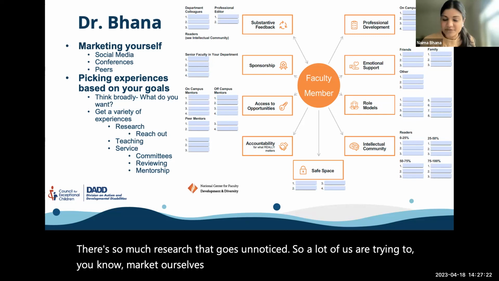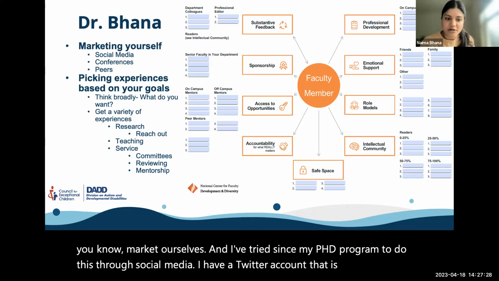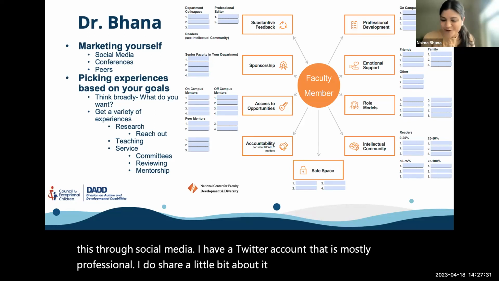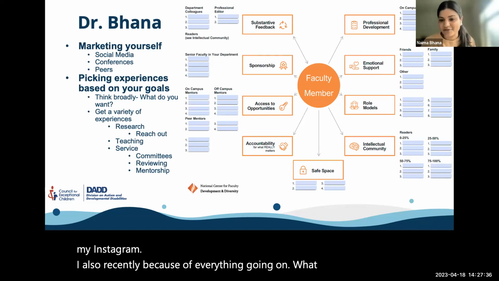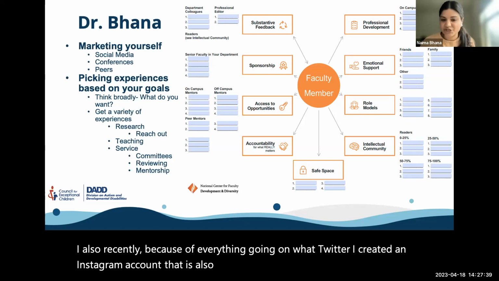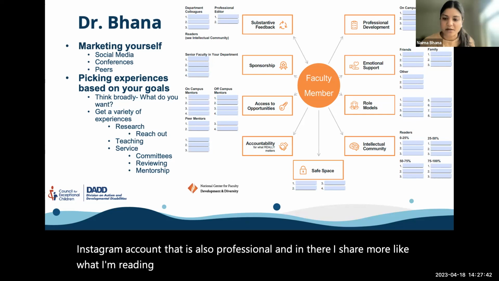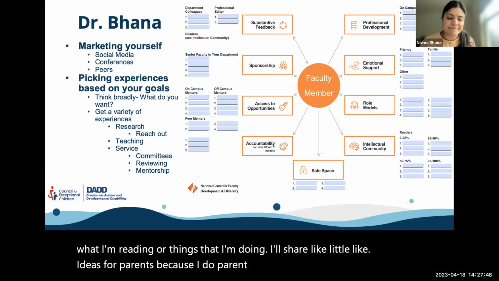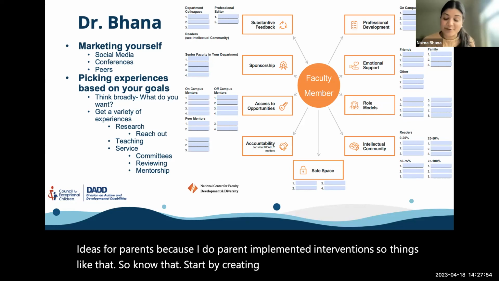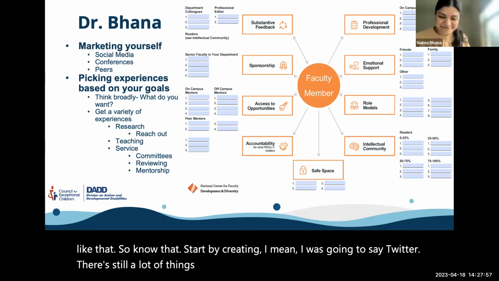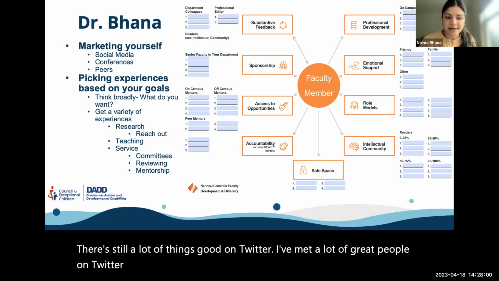And I've tried since my PhD program to do this through social media. I have a Twitter account that is mostly professional. I do share a little bit about my personal life, but not like on my Instagram. I also recently, because of everything going on with Twitter, created an Instagram account that is also professional. And in there, I share more of what I'm reading or things that I'm doing. I'll share little ideas for parents because I do parent-implemented interventions. So things like that. There are still a lot of good things on Twitter. I've met a lot of great people on Twitter, but it's a little problematic right now, but I'm still there.